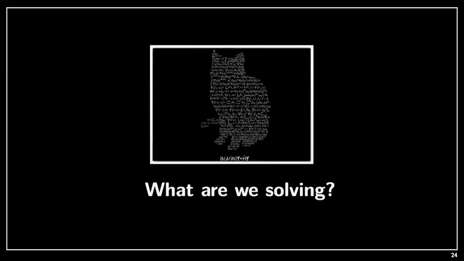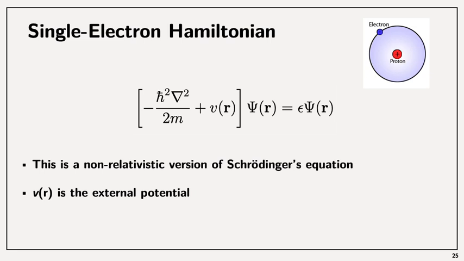Now, what are we solving in DFT, or in fact in this Schrödinger equation? So before we go there about what we are actually solving, it would be useful to look at the single electron Hamiltonian. The single electron Hamiltonian, this is the example here. The first part is the kinetic energy that we know.